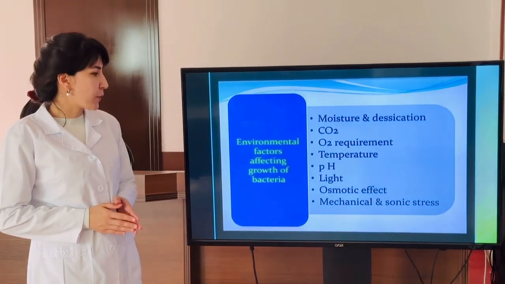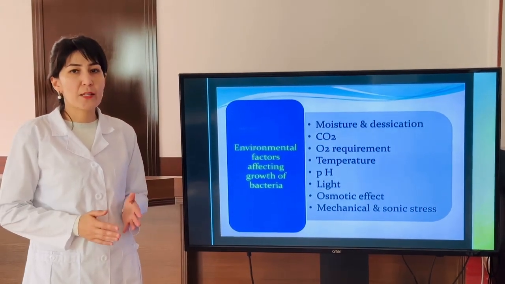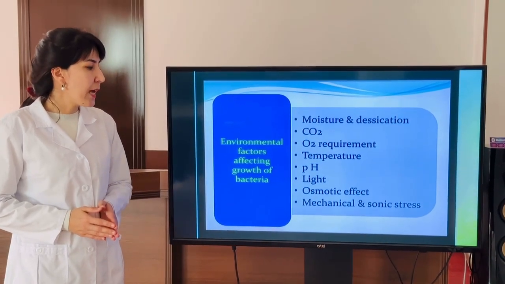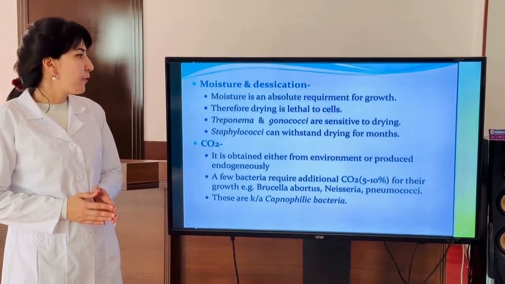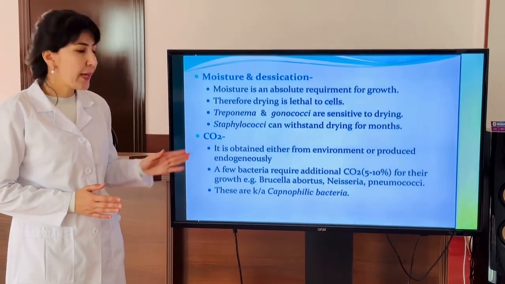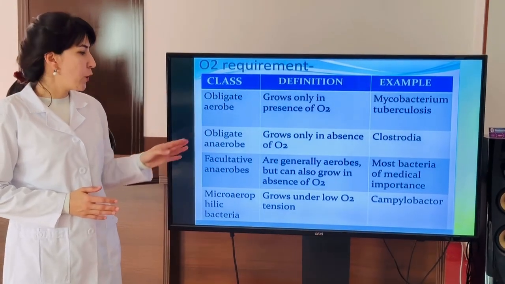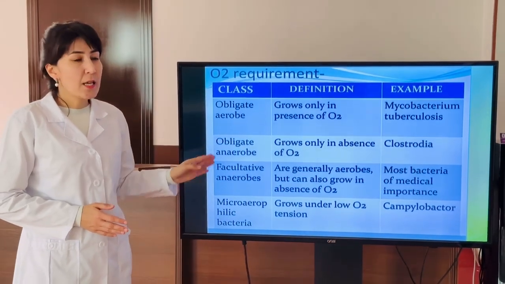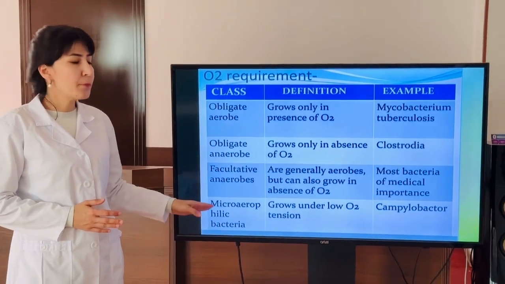Environmental factors affecting growth of bacteria include carbon dioxide, temperature, pH, light, osmotic effects, and mechanical and sonic stresses. Here we can see moisture and desiccation, and how growth depends on oxygen and carbon dioxide. Other requirements: all bacteria are divided into four classes: obligate aerobes, obligate anaerobes, facultative anaerobes, and microaerophiles.